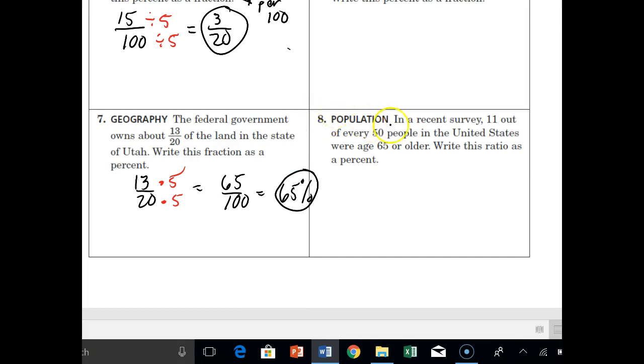Number 8, this is a tricky one. In a recent survey, 11 out of every 50 people in the United States were aged 65 or older. So the key ones are right here, 11 out of 50. So there's your fraction, and you want to make base 10 out of it. So just times 2, times 2. Again, you want to write it as a percent. So your answer is not 22 over 100. It is 22%.